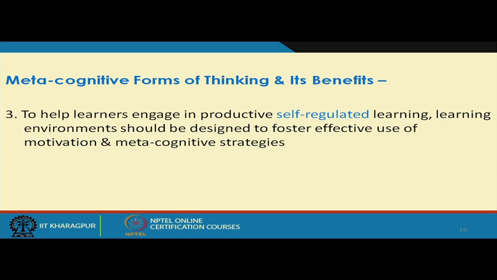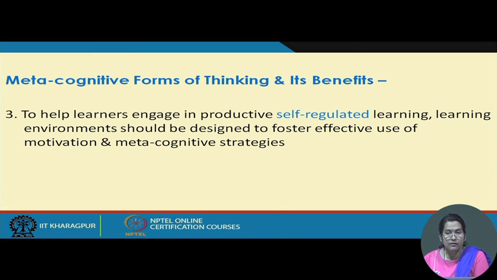And learning environments should be designed to foster effective use of motivation and metacognitive strategies. So for enhancing productive self-regulated learning, two things are important. One is the learning environment, designed to foster effective use of metacognitive strategies and motivation. Through scaffolding we can properly align the learning environments, the task, the situations or the context. It also adapts to the learning styles of the learners and motivates them to engage in metacognitive strategies, and how effectively we can practice them can also be aligned. So we can align the whole thing properly to get the maximum benefit of metacognition, and to make the learner more independent through self-regulated learning.